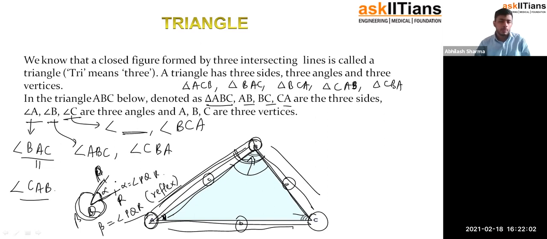Okay, so until and unless we have written down the word reflex, it is automatically understood that we are talking about the non-reflex angle, right? So here when I have written angle BAC, it is automatically understood that we are talking about this angle and not this angle. Okay, so pretty obvious things, but I wanted to make it clear so that there is no doubt.